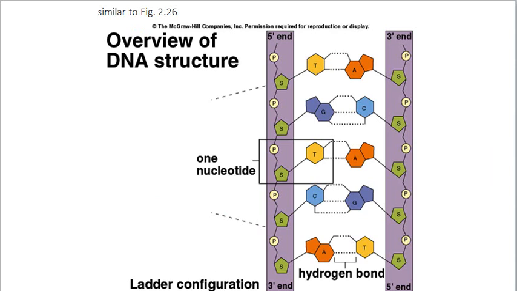This represents a close look at a short segment of DNA. In the box is one nucleotide with thymine as its nitrogenous base. The other bases are adenine, guanine, and cytosine. Notice that A and T, adenine and thymine, will form hydrogen bonds with each other, and so will cytosine and guanine, C and G.